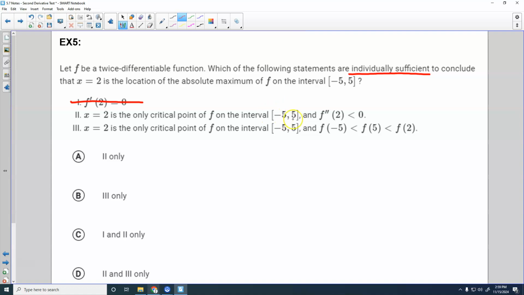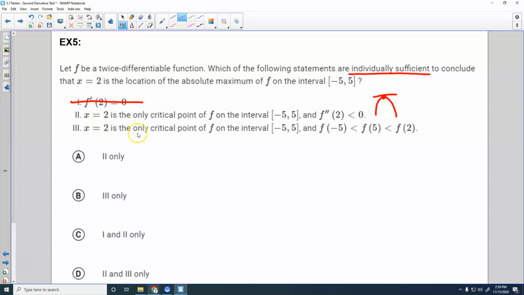Okay, so if we only have one critical point, which means that we're only changing direction one time, right? We're not going back and forth and back and forth. So if the second derivative is negative, what does that tell us? Concave down. You only change direction one time, so this would have to be a relative maximum, but because it's the only critical point, it's got to also be the absolute, right? So this is enough.